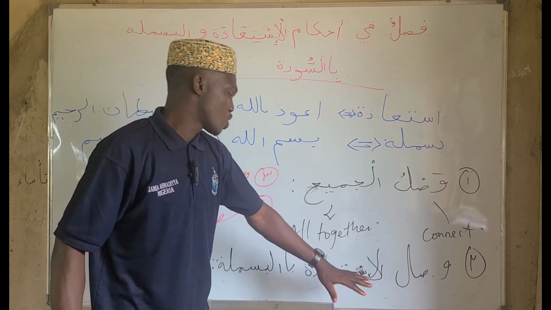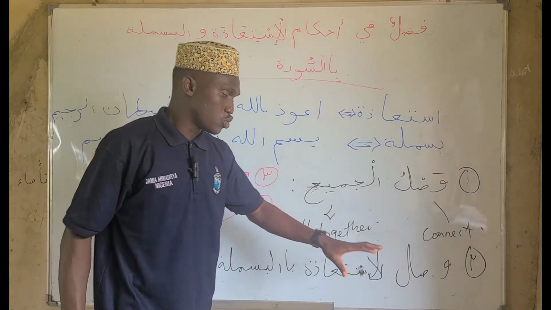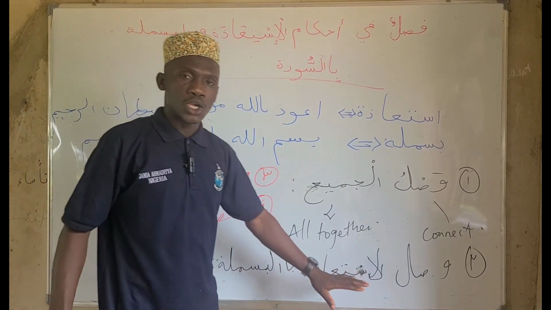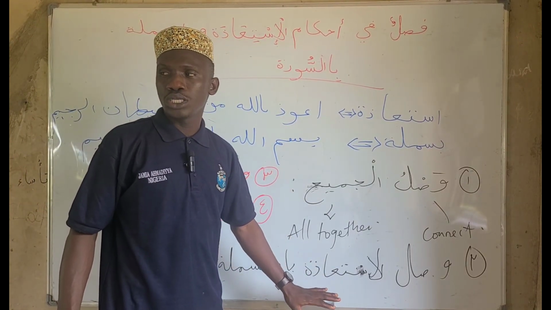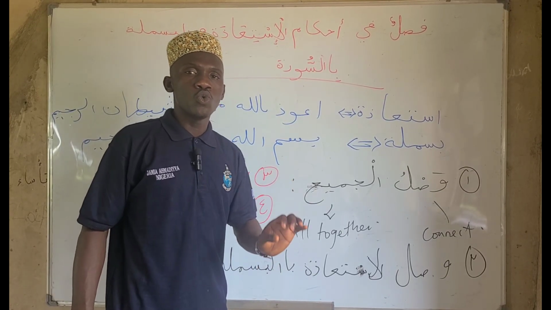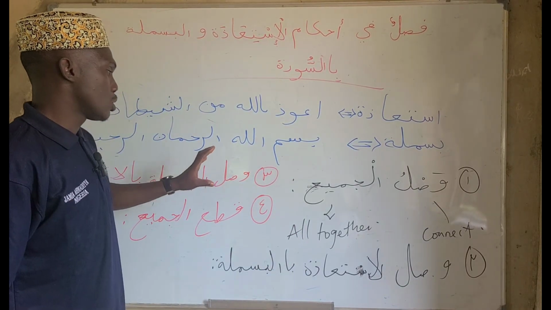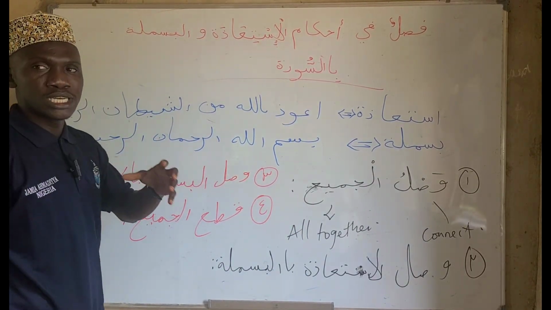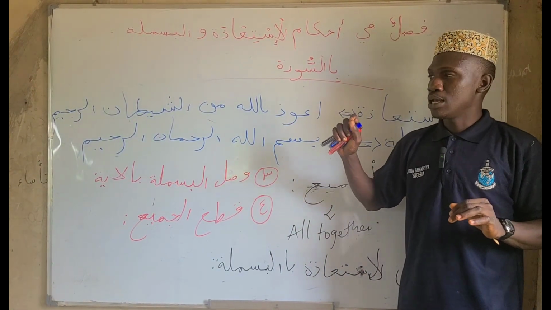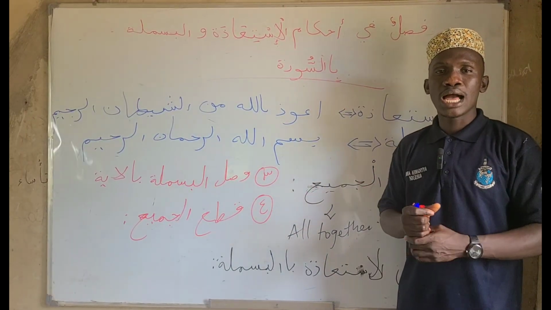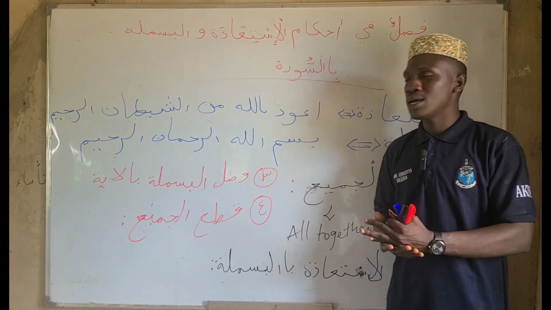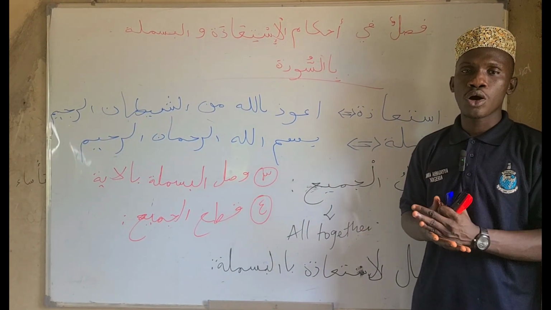Then the second way is Waslul Isti'ādhah bil Basmalah. You join Isti'ādhah with Basmalah, you read them together, and you read the verse separately. Then the third one is Waslul Basmalah bil ayah. You read Basmalah with the ayah that you want to read, and you read Isti'ādhah separately. Example of this is: أعوذ بالله من الشيطان الرجيم، بسم الله الرحمن الرحيم قل هو الله أحد.